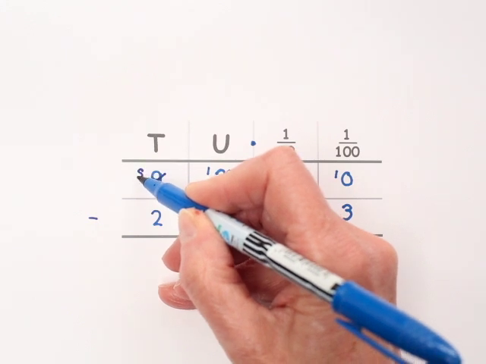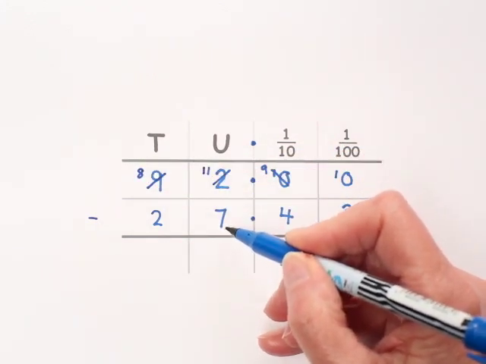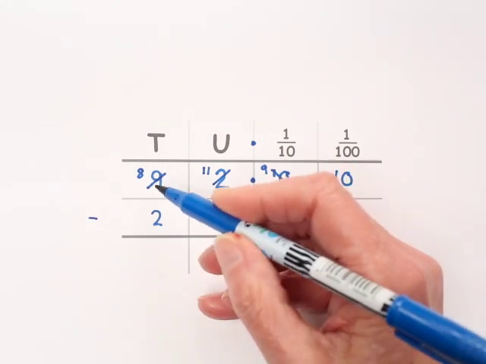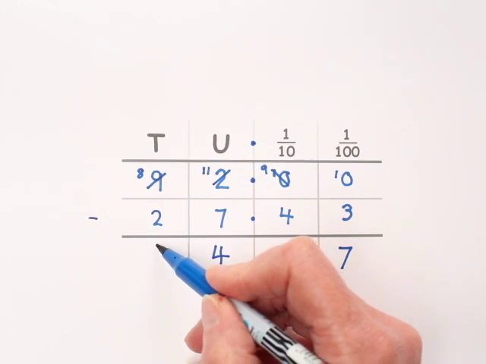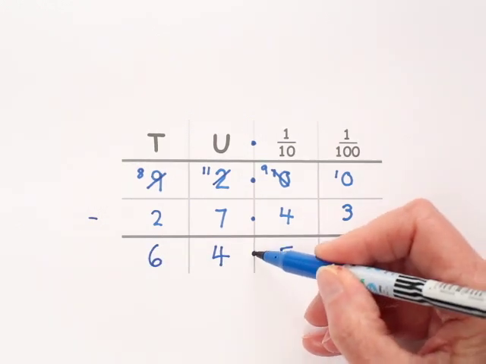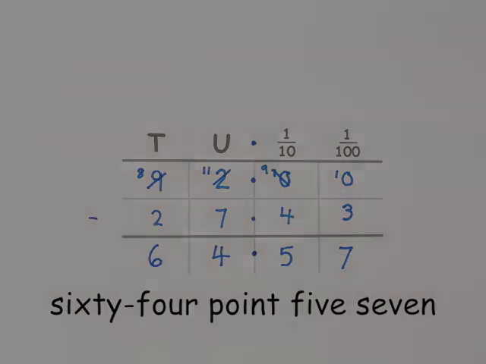1, take away 7, you can't do that, so you go to that 9, turning it to an 8, and take 1 into this column. 11, take away 7 is 4, and 8, take away 2 is 6. Now you need as well to put the decimal point back there under the others. So that's the answer, 64.57. Remember that you must never add zeros in the middle of a number.